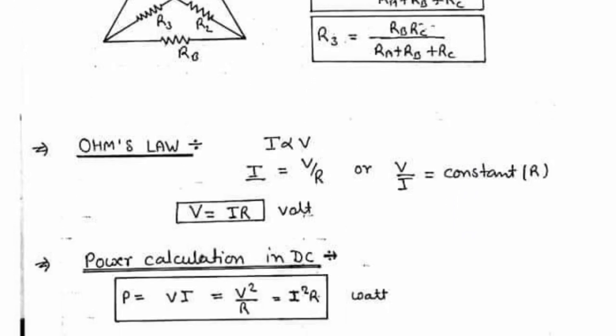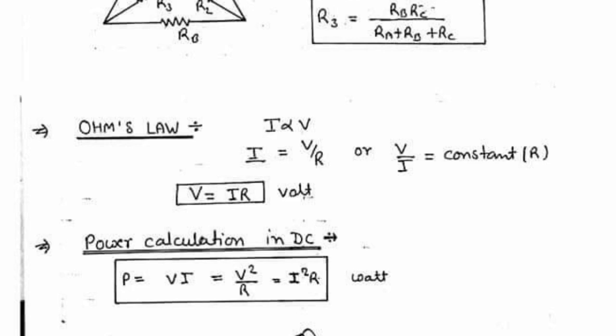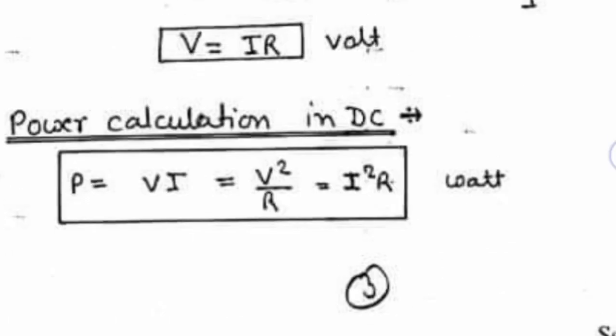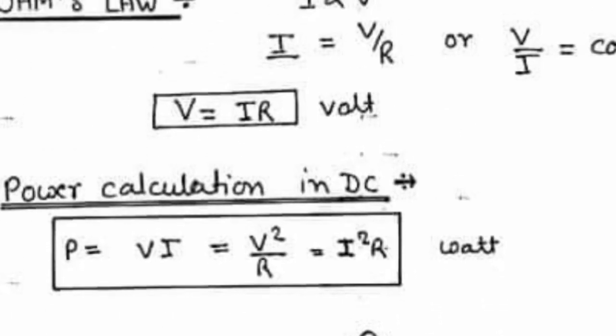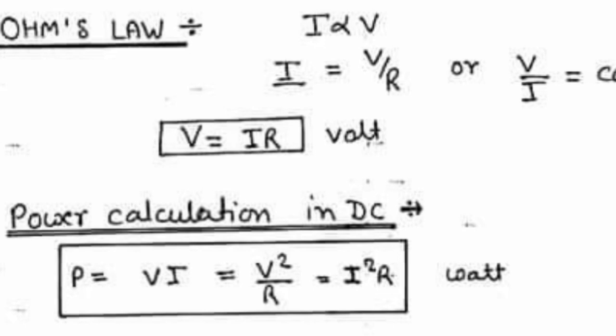Ohm's law. Everybody knows Ohm's law. It is very simple. V equals IR. I equals V by R, or V by I equals constant resistance. Power calculation in DC. Power equals VI, V square by R, I square R watt. Simple formulas. These formulas we have to remember.